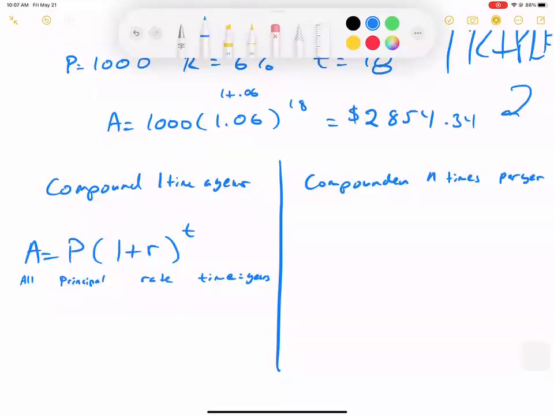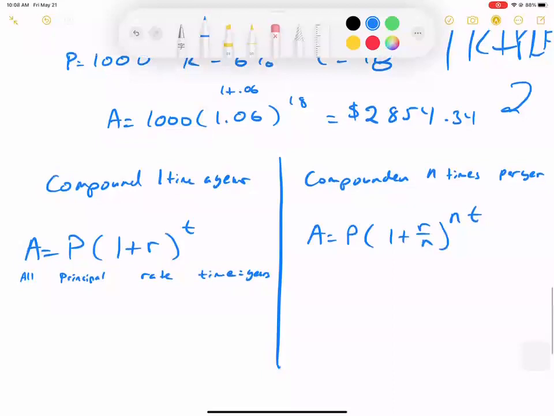Now, what happens if I'm using compound n times? A is equal to P, 1 plus R over N, to the NT. A lot of people see this and they're like, whoa, what's going on here? When I say n times, it means instead of paying you once a year, what if I paid you every 6 months? Instead of waiting for the end of the year to pay you out, I'm going to pay you every 6 months. Now, why is that helpful?